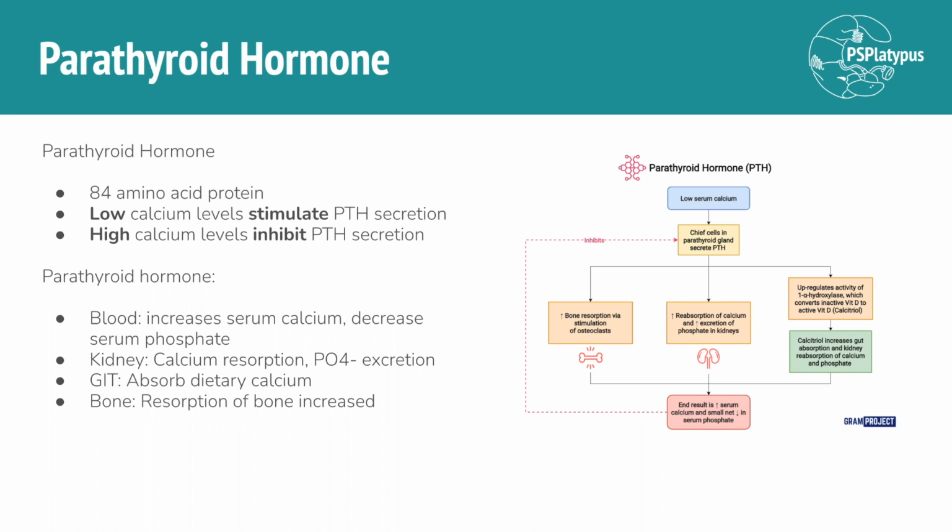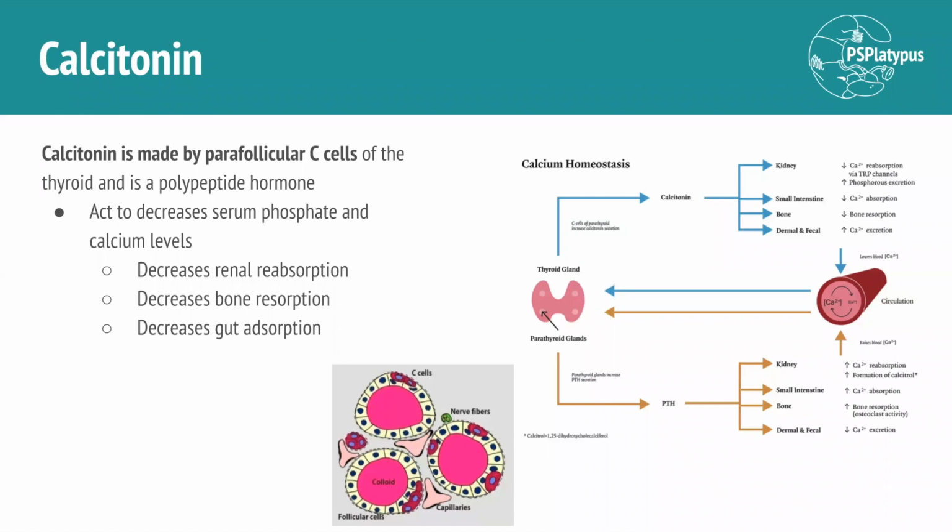Additionally, it acts to upregulate the conversion of inactive vitamin D to activated vitamin D in our kidney. This activated vitamin D then goes on to increase bone resorption as well as increase dietary absorption of calcium. As noted before, that 350 milligrams can be increased up to 1,000 milligrams of absorption daily. So now we know how the body responds to low calcium levels and its mechanisms to increase calcium levels back to normal. So what do we do when calcium levels are above normal?